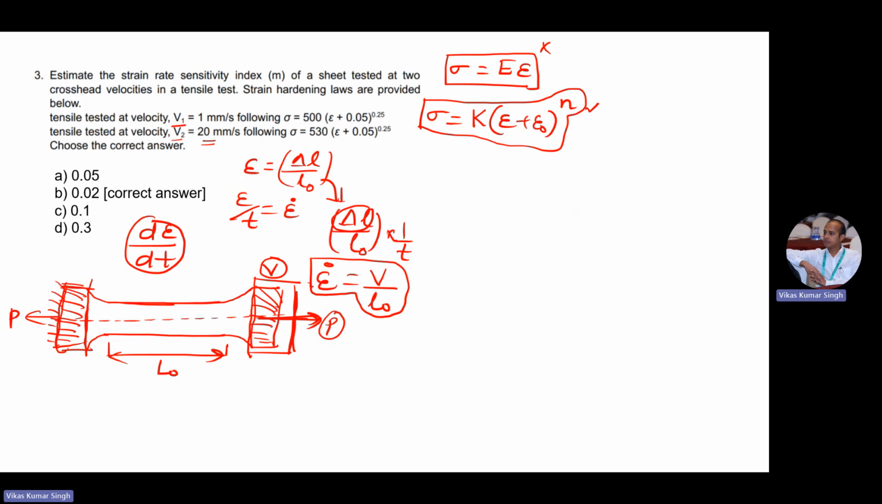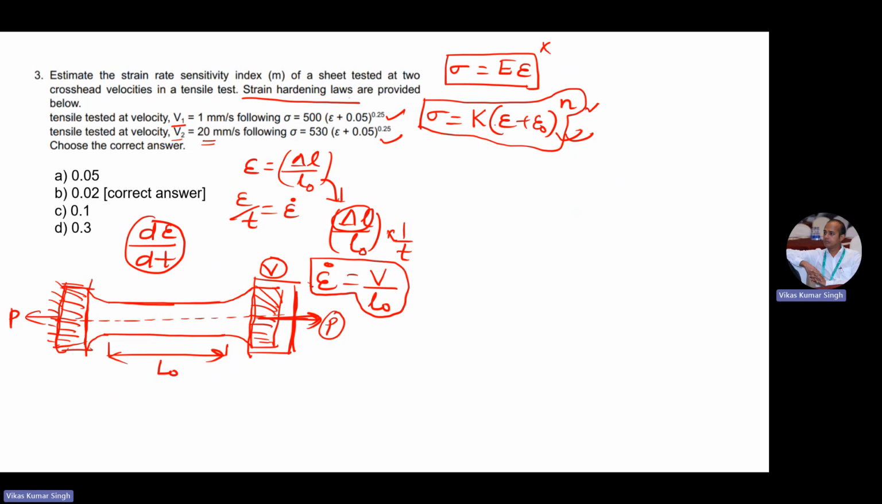So they're asking strain hardening laws. This is strain hardening laws. The same things are provided below here. Two laws are given and they're asking to find the strain rate sensitivity. So this is called the strain hardening law.